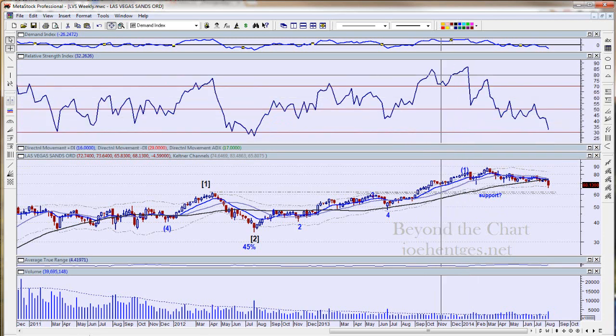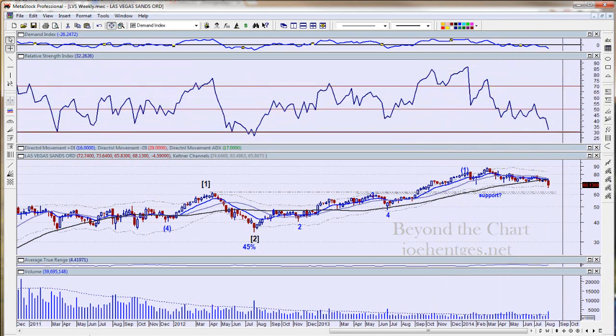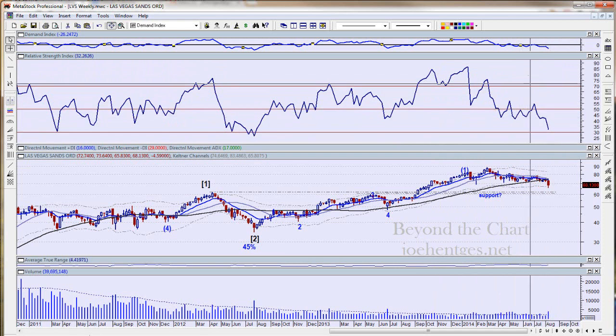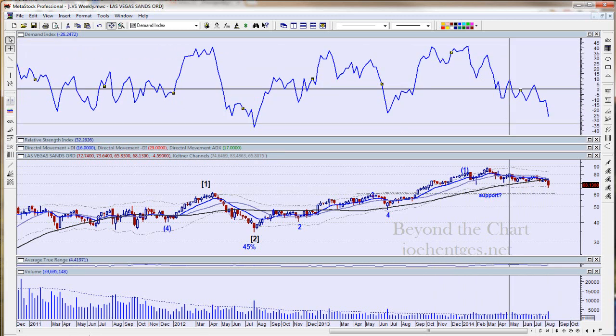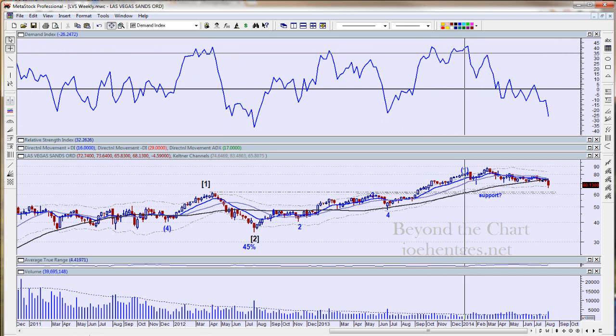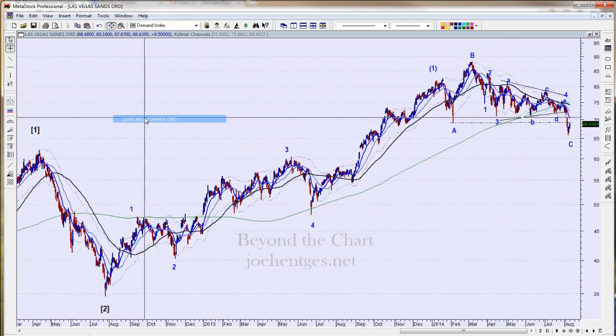And if you go to the RSI, it didn't quite get the same thing, but now you see the trending down of the RSI that's occurring, and we're trading down below 50. And on the demand index, you did get the divergence. So we had 2 out of 3 indicators showing us divergence at the top of what I believe is wave 1. All right, let's go ahead and take a look at the daily chart.